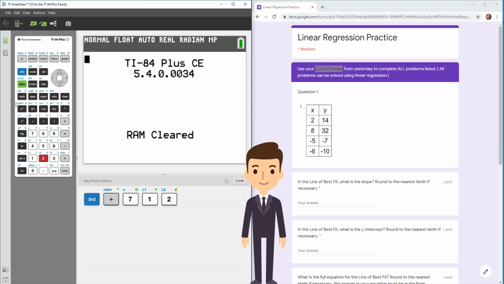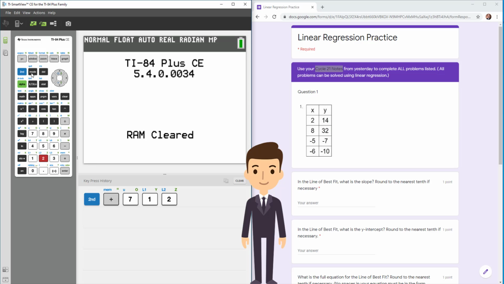So anyway, I did second plus 712. You can see it down here is the key press history in case you miss what I'm doing. And so second plus 712 is the first step. Then the next step is, let me see, enter. I got to turn on 2 different things.